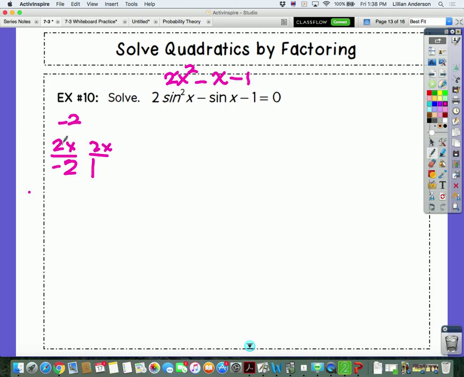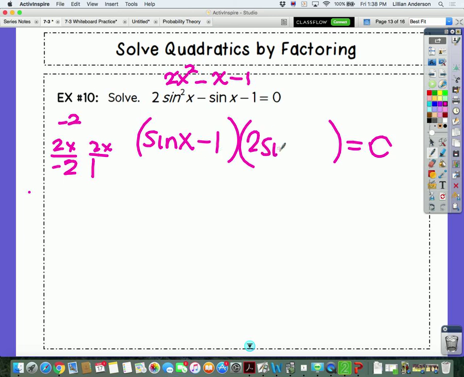Does this reduce? To what? X minus 1. Does this one reduce? No, so that stays the same. So those are your factors. But instead of putting an x minus 1, you're going to put a sine x. And instead of putting a 2x minus 1, you're going to put a 2 sine x minus 1. Because instead of an x, we just have a sine attached to it. Plus 1.